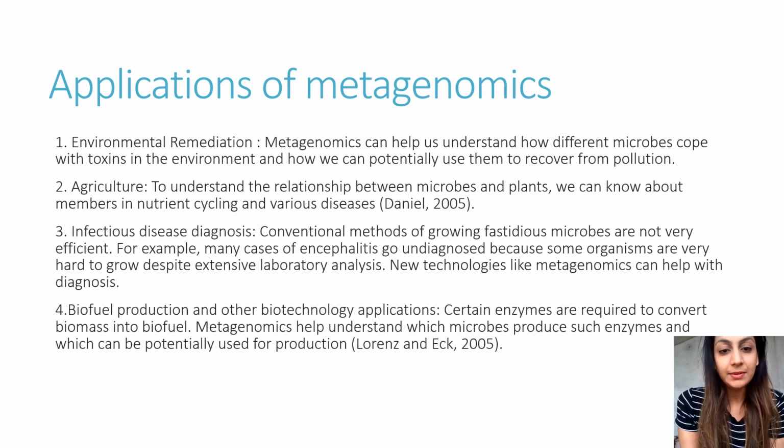Metagenomics can really help us understand the relationship between microbes and plants. We can know about members in nutrient cycling and various diseases. We already know about the relationship between fungus and plant roots or different kind of bacteria that help in nitrogen fixation. Metagenomics can help us further that knowledge, and we might be able to know which bacteria or which fungus, which other kinds of microorganisms are helping plants and which of them are causing diseases.